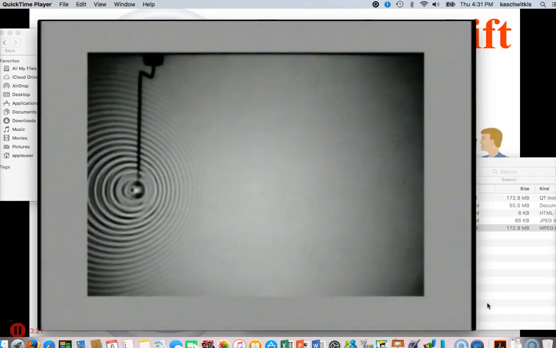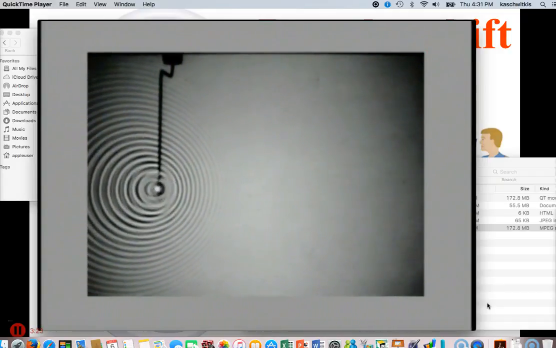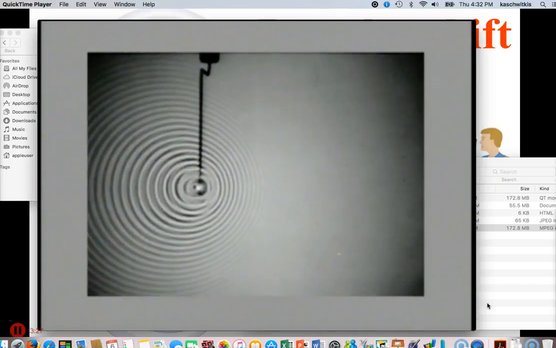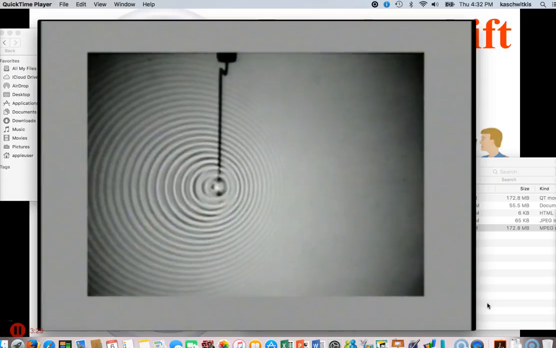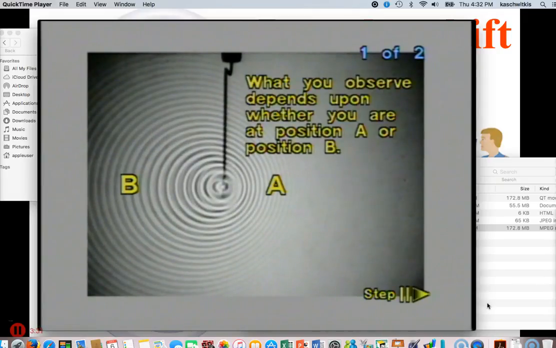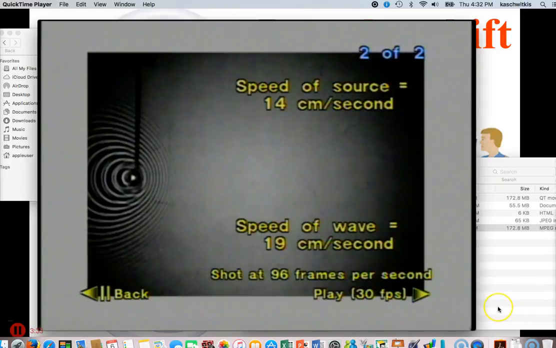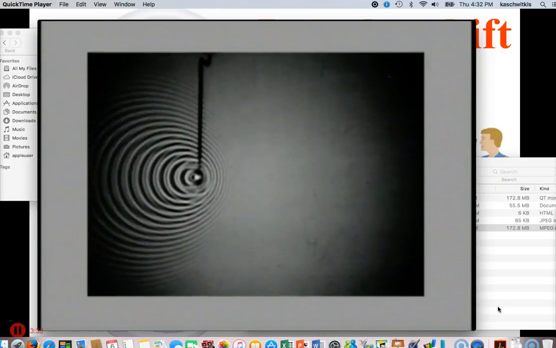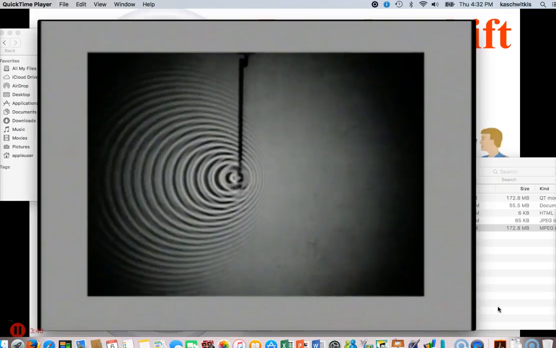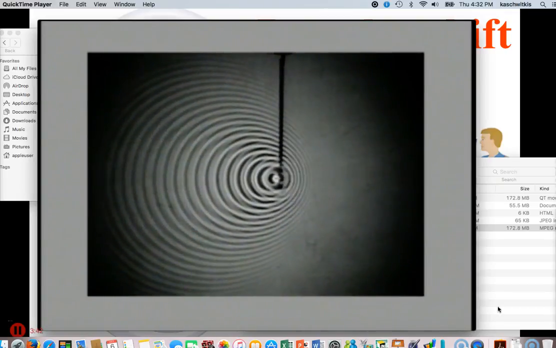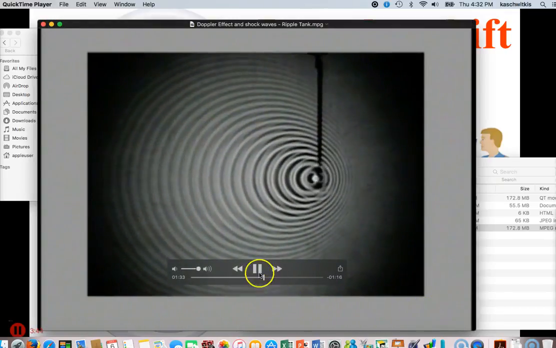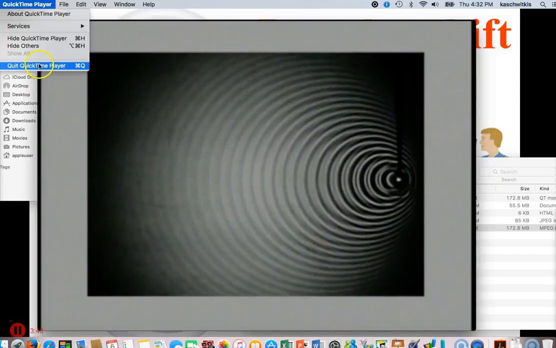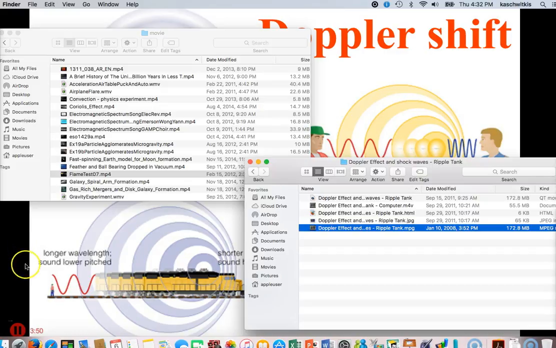On the front side of the moving source, the waves are closer together. On the back side of the moving source, they are farther apart. The speed of the source is about 3/4 of the speed of the wave. Notice how the waves are beginning to stack up on the front side of the source. Okay, let's go back to our charts.